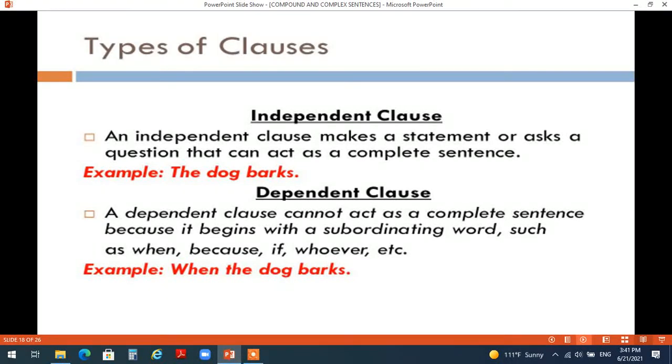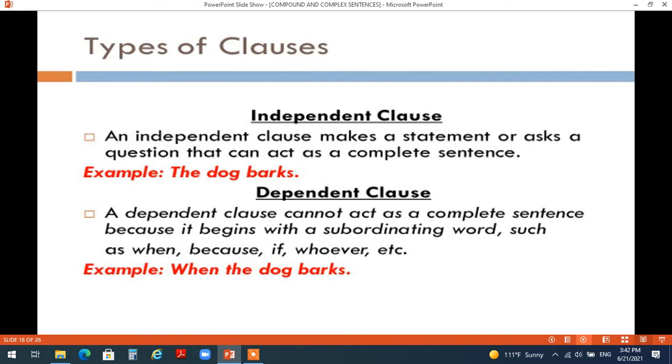The other type of clauses is called dependent clause. A dependent clause cannot act as a complete sentence because it begins with a subordinating word such as when, because, if, whoever, etc.